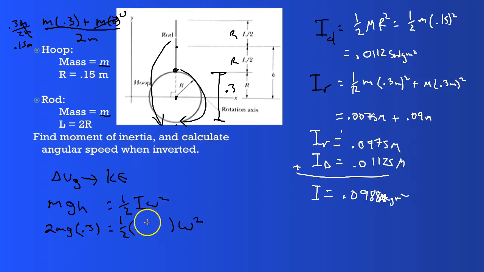So from here we can plug it in. So we know 0.0988 m. We can see the m is on both sides, so we can cancel m out. It's going to divide out, and now we can solve for omega to find out how fast it will rotate once it gets to the bottom there. And we end up with 3.43 radians per second.